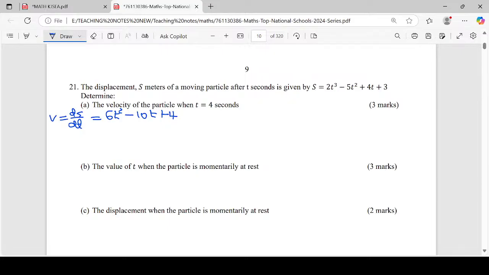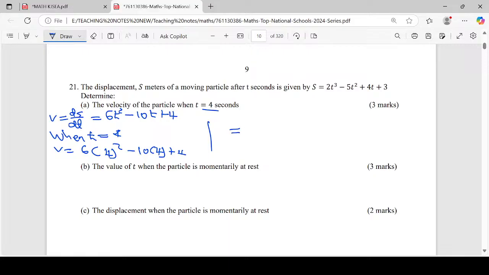But now they say determine the velocity when t is equal to 4. So we come here and say when t is equal to 4, v is given by, we are going to replace t with the value 4. So this is going to be 6 into 4 squared minus 10 into 4 plus 4.